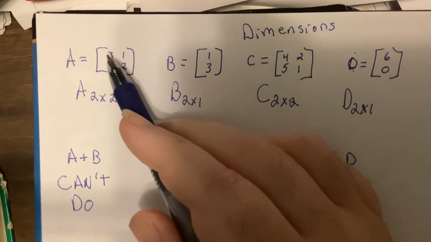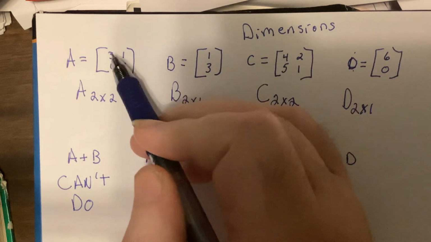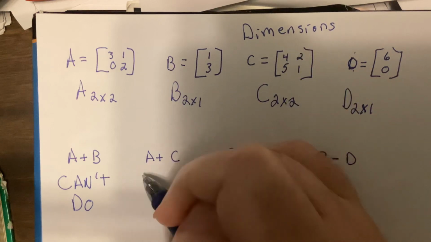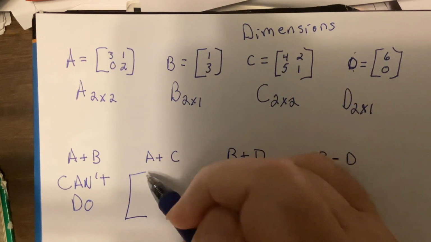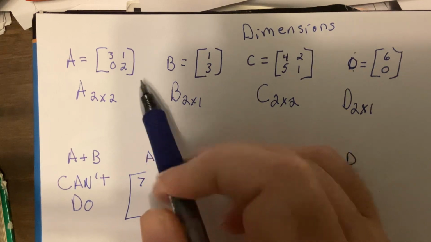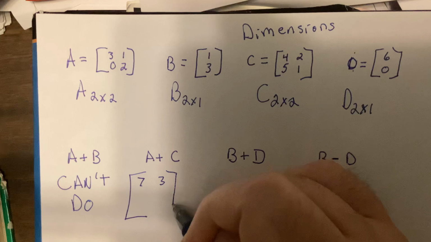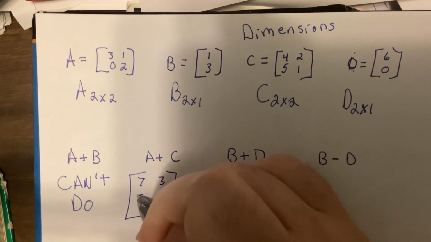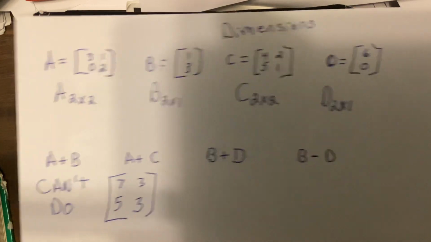So you just add the term in the same location. So this is row 1, column 1, row 1, column 1. So you just combine it. So 3 and 4 is 7. 1 and 2 is 3. 0 and 5 is 5. And 2 and 1 is 3.